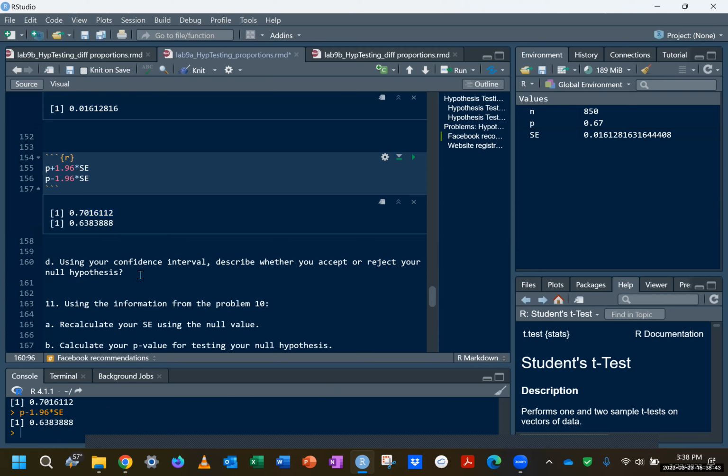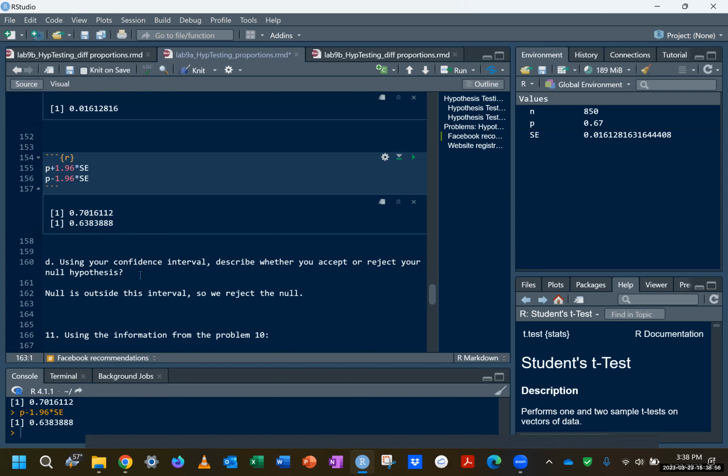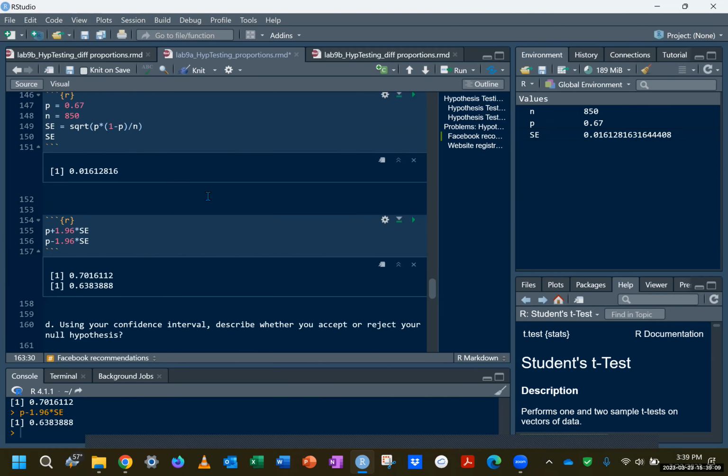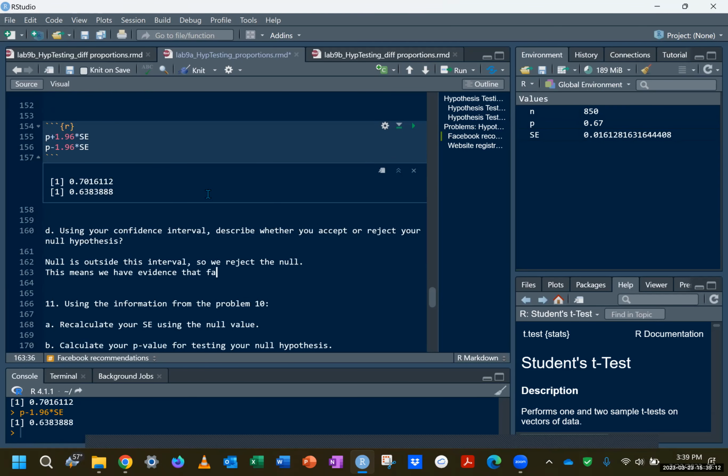Based on this, the null is outside this interval. That 0.5 value is outside. So we reject the null. Rejecting the null is good. This means we have evidence of the alternative, and to interpret this in context, we should say what the alternative is: Facebook is accurate. So we always should interpret this in context. These aren't just numbers. They tell us something.